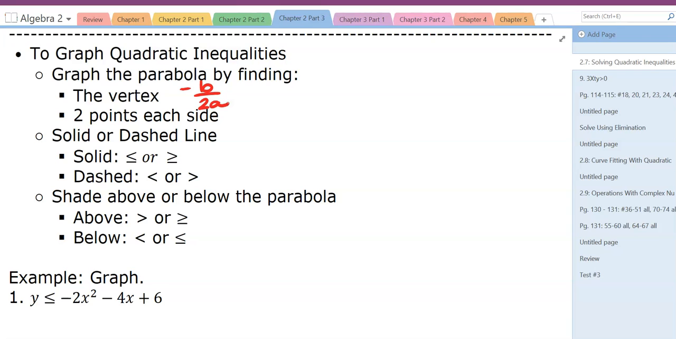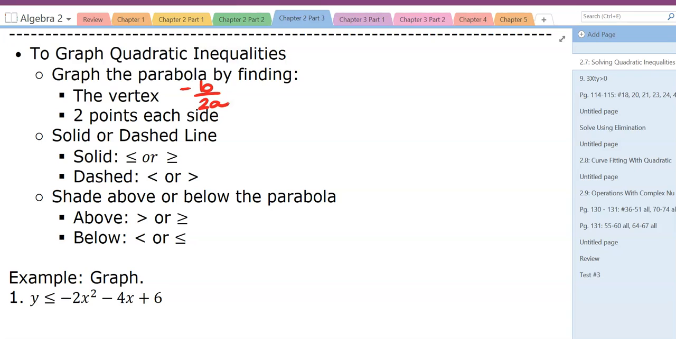As far as whether your line is going to be solid or dashed for your quadratic, it's based off of that inequality sign again. If there's no equal sign, then it's going to be a dashed line. If there is an equal sign, then it's solid. And then shading, we talk about it being like above or below the parabola. Another way to think of that is like inside the parabola or outside of the parabola, because they're all going to have that curved U shape. And so you're either going to be shading in the middle of the graph or outside of the graph.